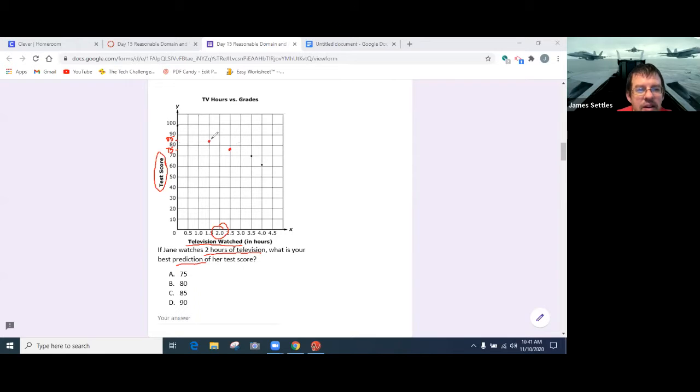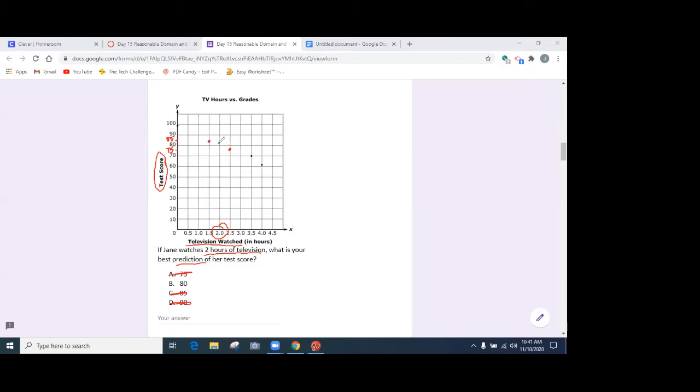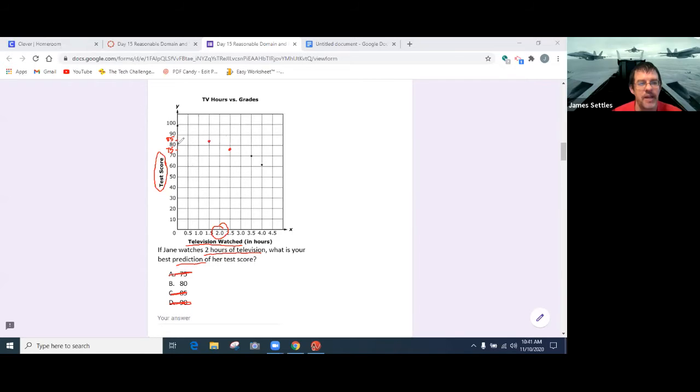Somewhere around there? Okay. So we know that it's not going to be 85 or 75 because we already got dots for those right there. It's probably not going to be 90. And so what would you predict it's going to be? Well, we would probably predict it's going to be right in the middle, which would be 80. Okay, so that right there is a little bit clearer.